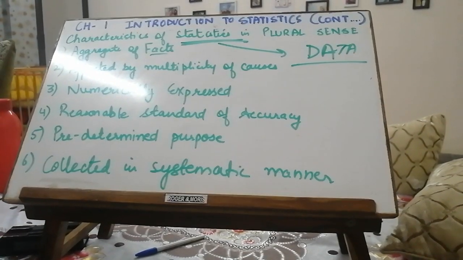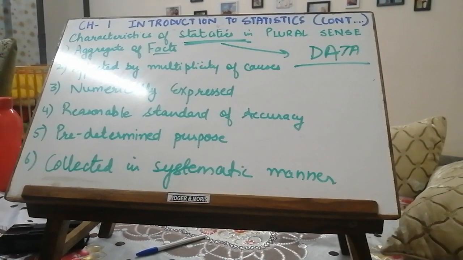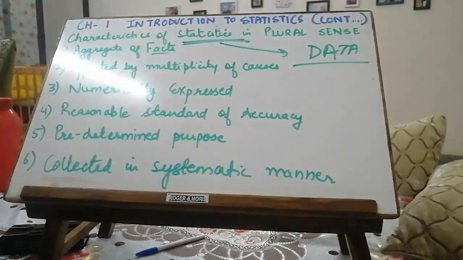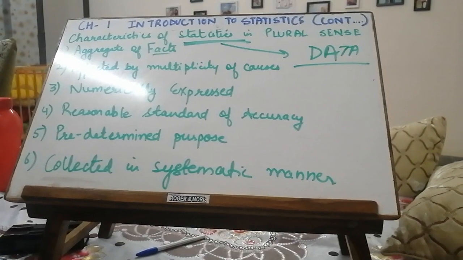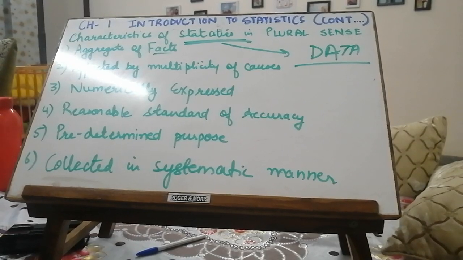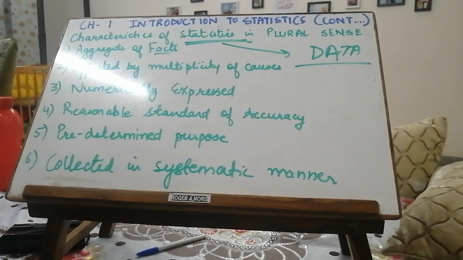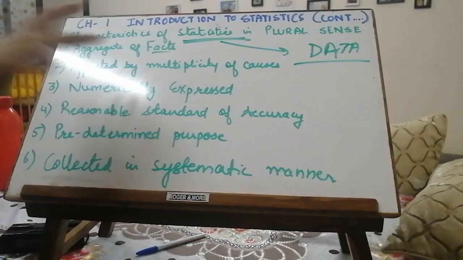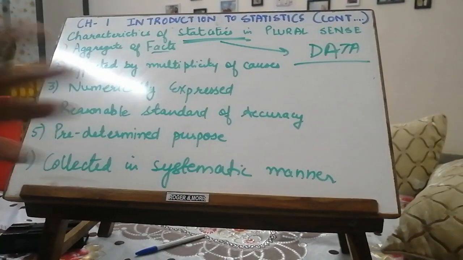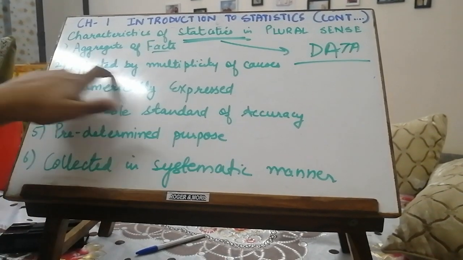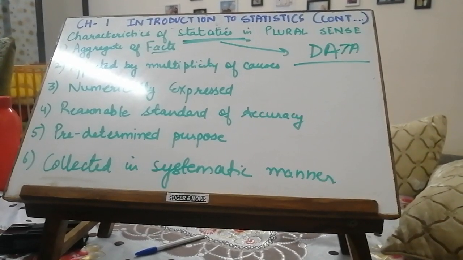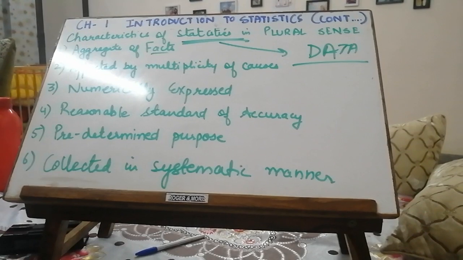The second one is that it is affected by multiplicity of causes. That means these facts are influenced by a variety of factors. Suppose we are talking about production of a crop. I am studying crop production. It is affected by rainfall, the amount of fertilizers used, the kind of seeds used, the method of cultivation. So these are the factors affecting the crop production here. So whatever I am doing my statistical analysis on is affected by multiplicity of causes in the background.